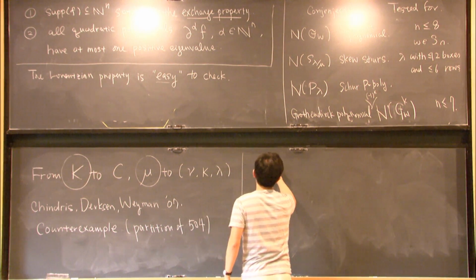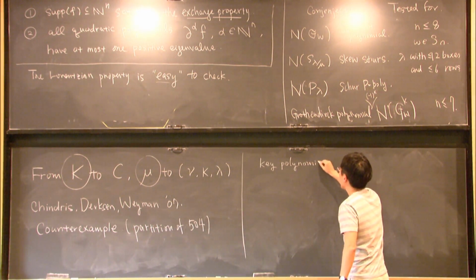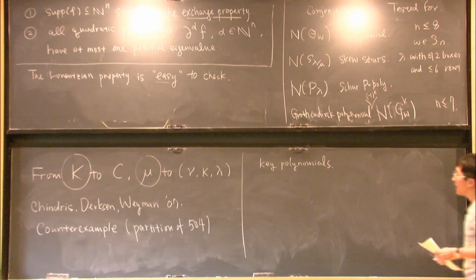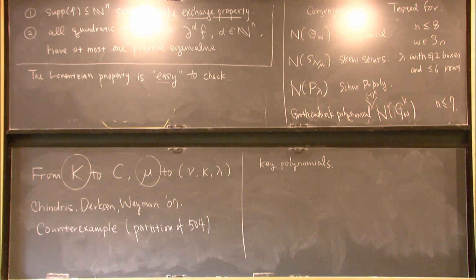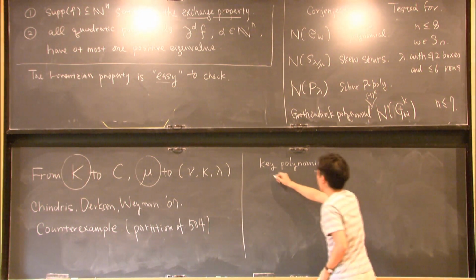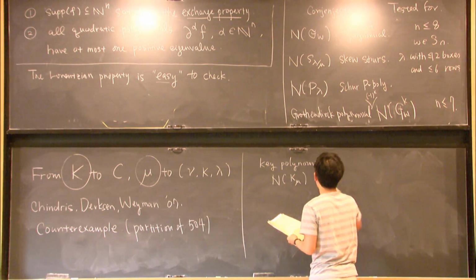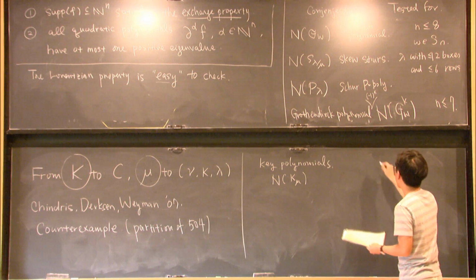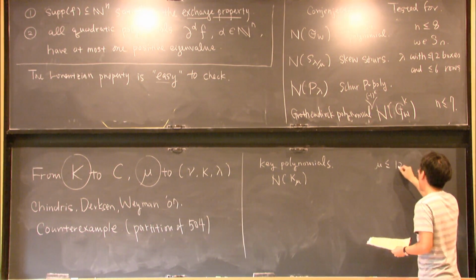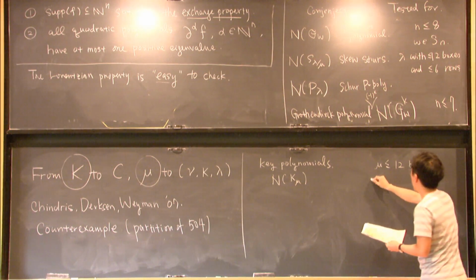And there are the Demazure key polynomials, introduced by Demazure and in a combinatorial context studied by Lascoux and Schützenberger. We conjecture that if you normalize them, they are all Lorentzian. And we also check this with mu at most 12 boxes.